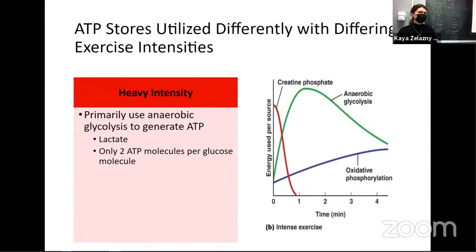So for heavy intensity activity, we're primarily going to be using anaerobic glycolysis to make our ATP, which means that we're going to be converting pyruvate to lactate. We're just doing glycolysis. We're not going to the Krebs cycle. We're not going into oxidative phosphorylation. So we can produce energy quickly in the absence of oxygen, but we're going to have lactic acid buildup. And we're not getting as much energy out of glycolysis as we would if we went through that full, longer, slower process.